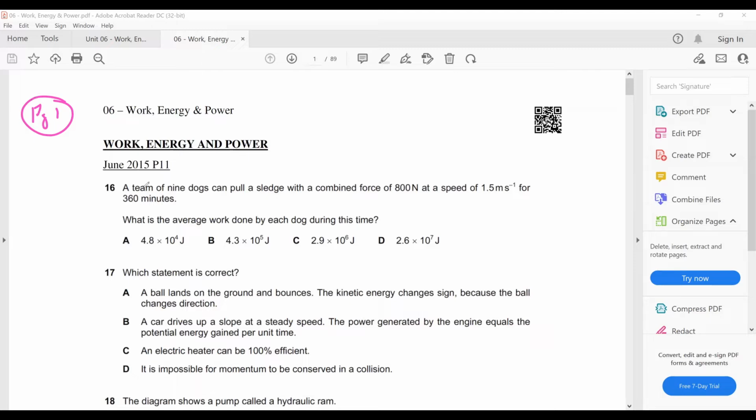All right. Now you have a team of 9 dogs that can pull a sledge with a combined force of 800 Newton at a speed of 1.5 meter per second for 360 minutes. What's the average work done by each dog during this time? Okay, they want only one dog, but you have 9 dogs here. So they want the work.